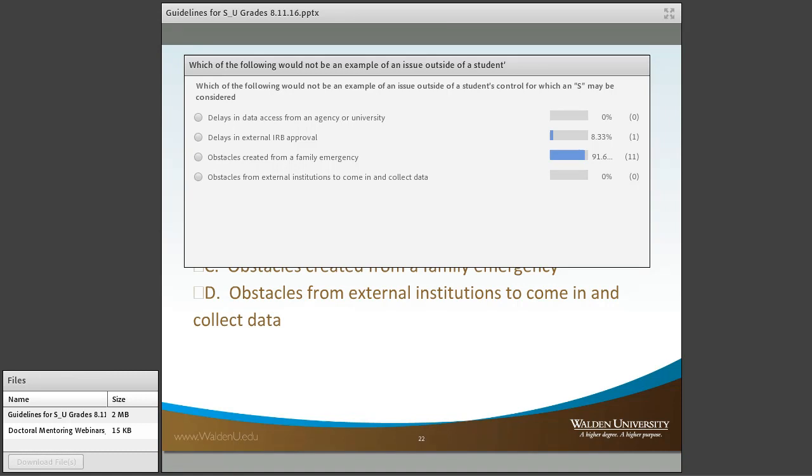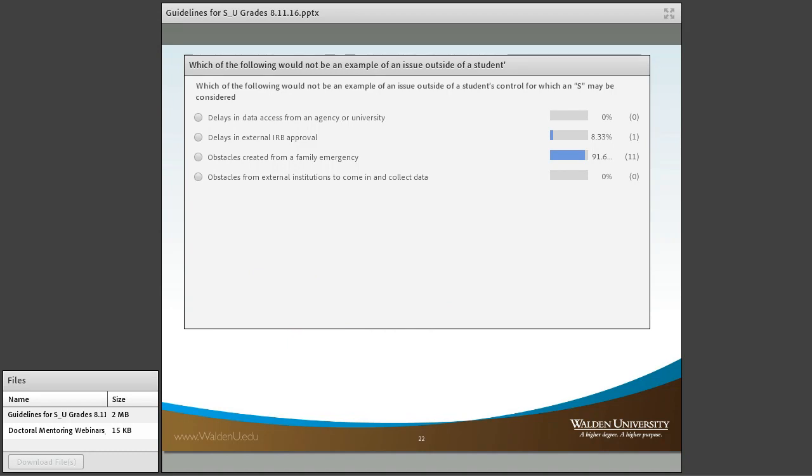Delays in external IRB approval, again, if this is outside the student's control, and it is because it's external IRB approval, and again, if the student is making good faith effort and the chair believes the student deserves to have that satisfactory grade because the only delay is due to the external IRB and meeting those term plans, again, that is a reason to give the student a satisfactory grade if in fact they're making effort.